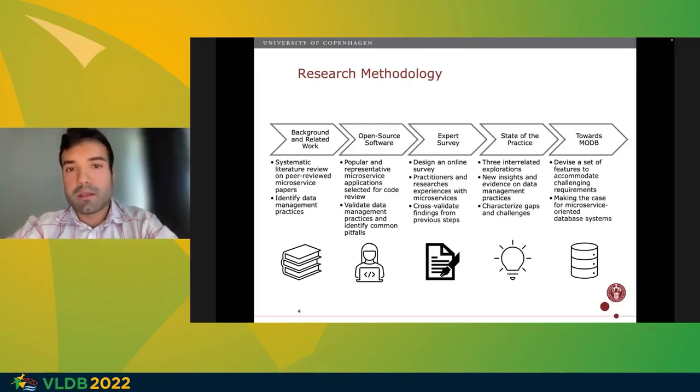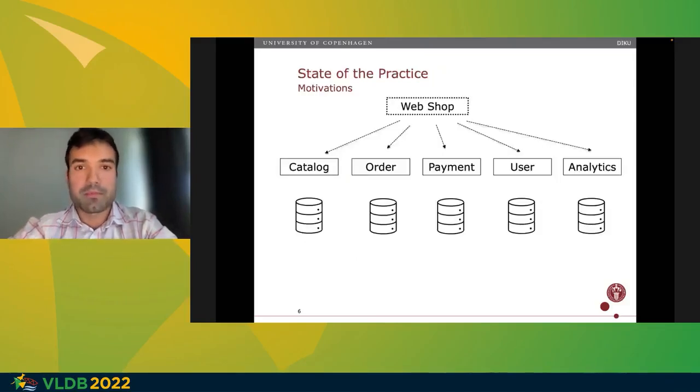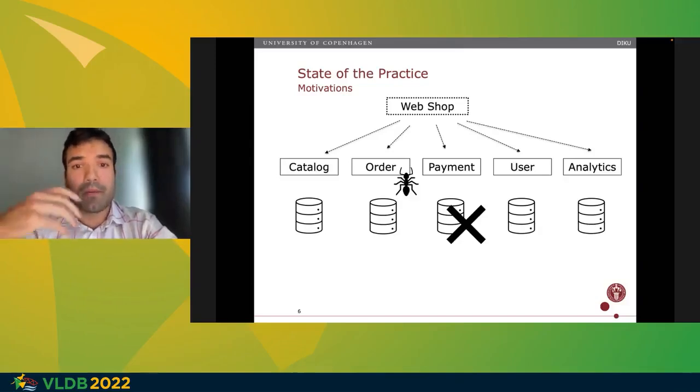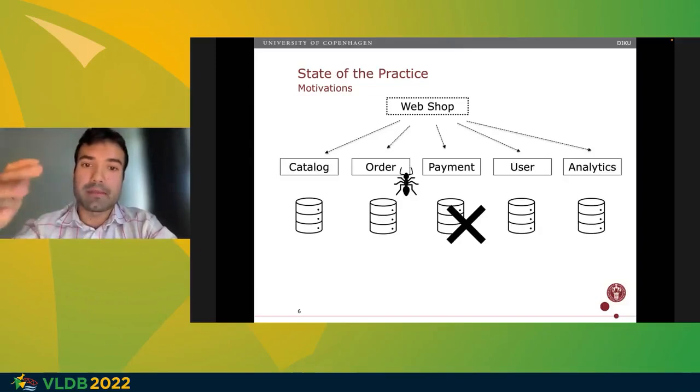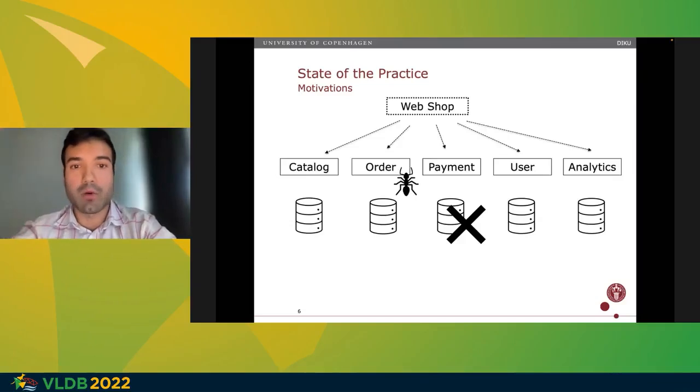So let's jump on to the first part of this presentation. We look for the motivations of developers regarding the focus on data management. First of all, let's take as an example a web shop. Usually a web shop is decomposed into different modules. So let's take as examples these modules: a catalog, order, payment, user, or analytics service. So let's say, for example, that we have a failure in one of these underlying databases, which is the private state of payment, for example, or even if we have a bug in the order module.